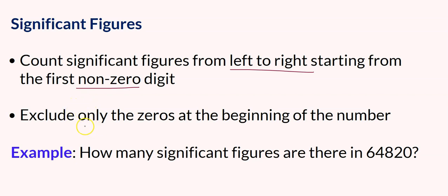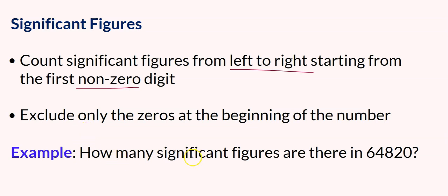Also, you only want to exclude zeros that are at the beginning. So that means we only want to ignore the zeros at the beginning. If there's a zero in the middle or at the end of the number, you have to count it in your significant figures. So let's look at this example.